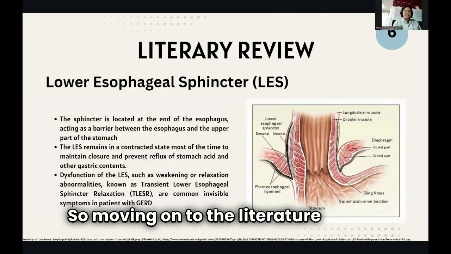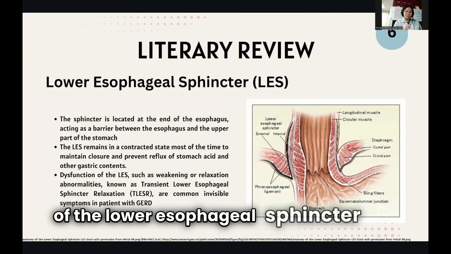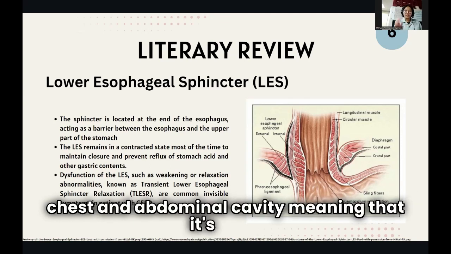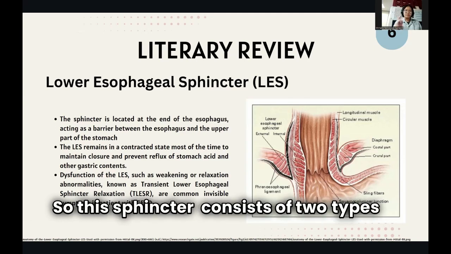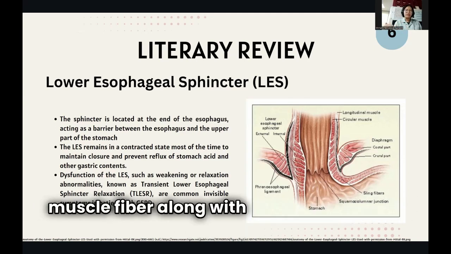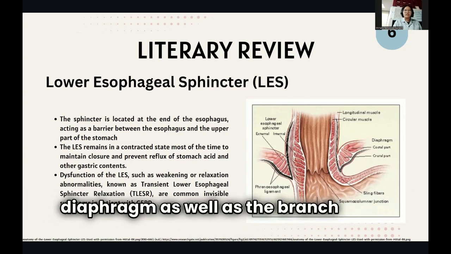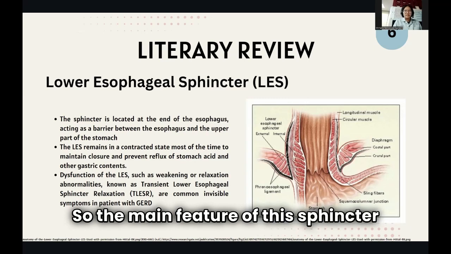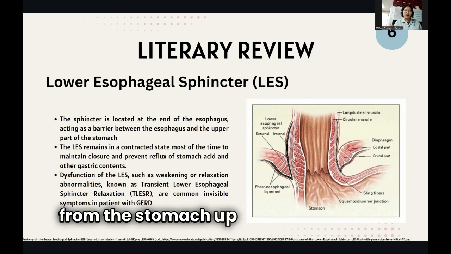So moving on to the literature review, first we need to understand the anatomy of the lower esophageal sphincter, or LES. This sphincter is located between the chest and abdominal cavity, meaning it is right in the same place as the diaphragm. It consists of two types of smooth muscle fiber along with the skeletal muscle from the diaphragm as well as a branch of the ligaments.